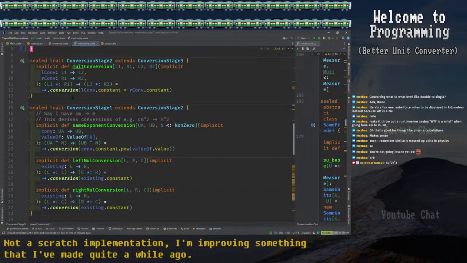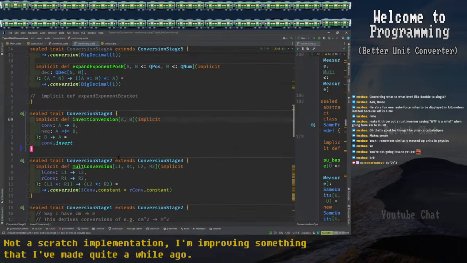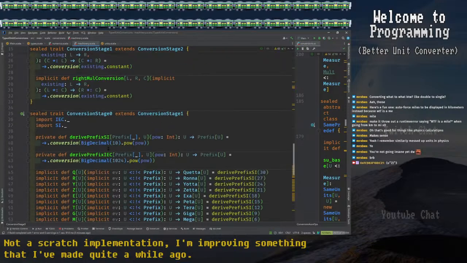All right, let me try something really stupid. Let me see if I can do something extremely stupid. What if we get rid of invert conversion entirely? So we take invert conversion. Where is it? So see this? Just chuck it out the window. Screw invert conversion. We don't need you.